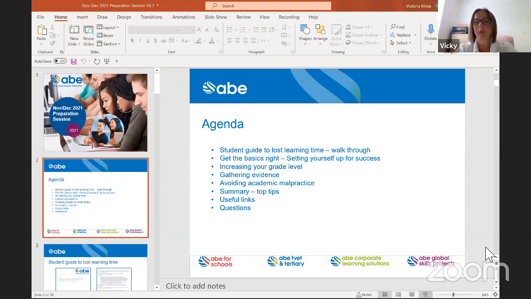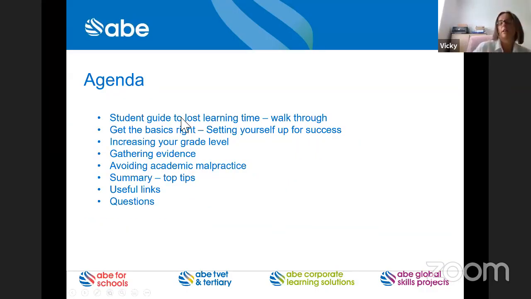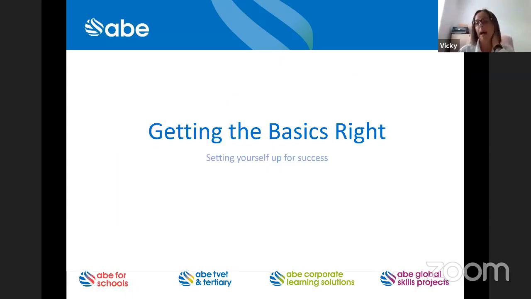Here we go. Okay, so we're back to the agenda. So we've looked at the Student Guide to Lost Learning Time. And as I said before, the centre guidance document is very similar to this, and it'll give centres an idea of how to support students. Exactly the same detail in there. Okay, so we've covered that one off, the lost learning time. Now we're going to go back to some basics.